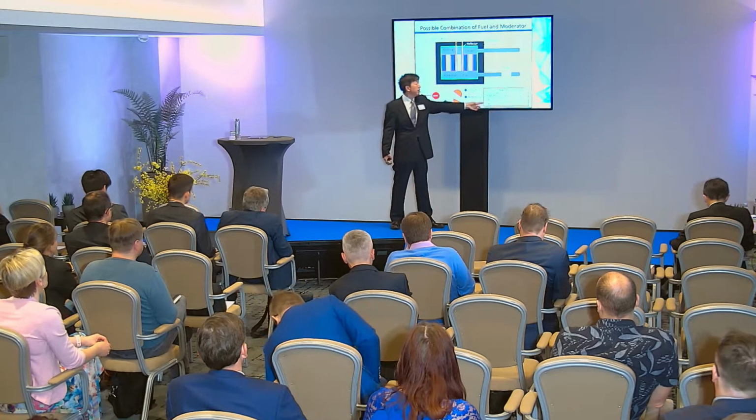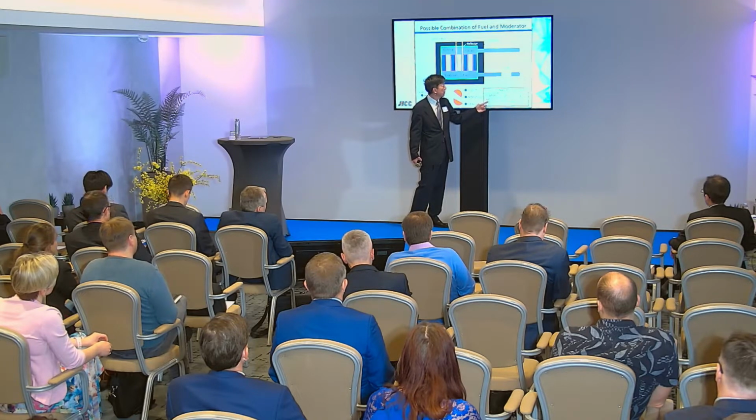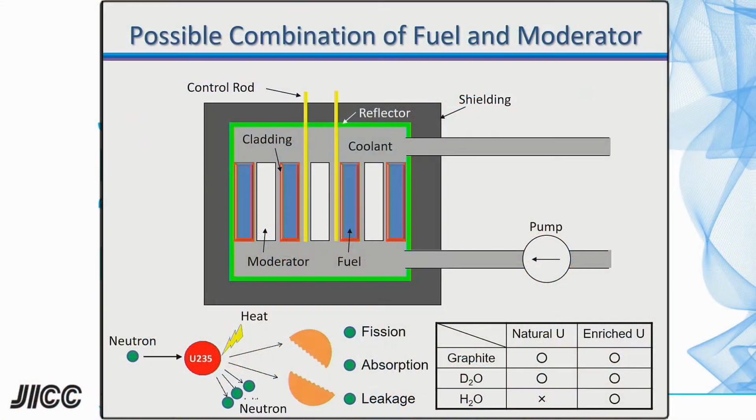And this table shows the combination of the fuel and the moderator. Graphite and D2O, which is deuterium, use neutrons very efficiently, with less neutron absorption. So we can use neutrons efficiently with graphite or D2O moderators. However, light water absorbs some part of the neutrons. That means the neutron availability is worse for the light water reactor. That's why with a graphite or D2O moderator, natural uranium can be used for the fuel. However, for the light water reactor, we have to enrich the fuel to 3%, 4%, or 5%.